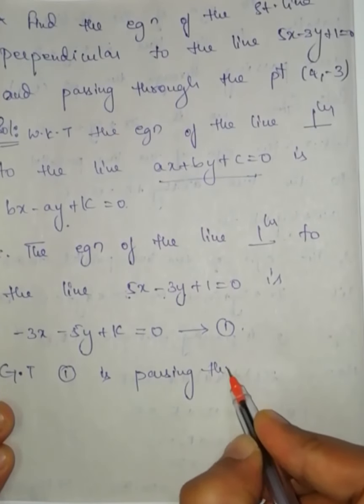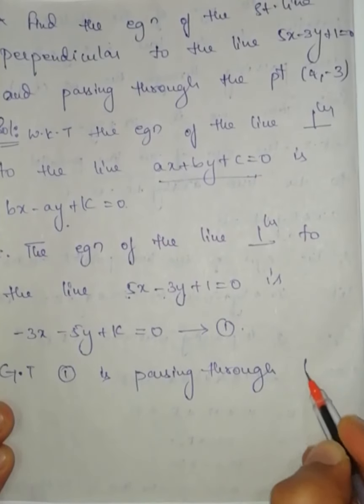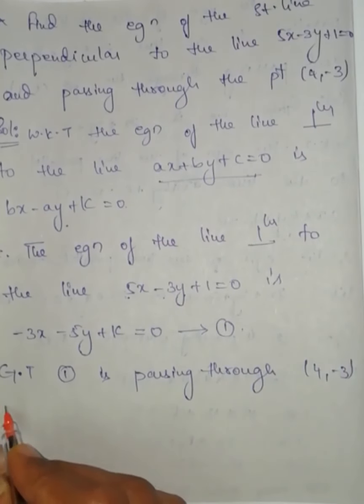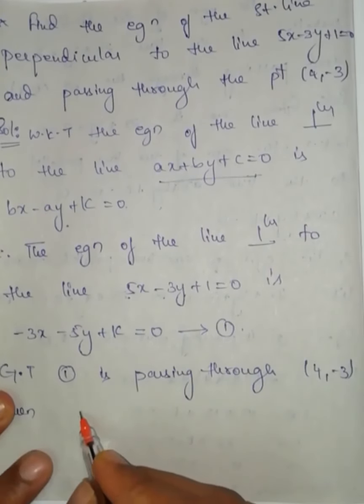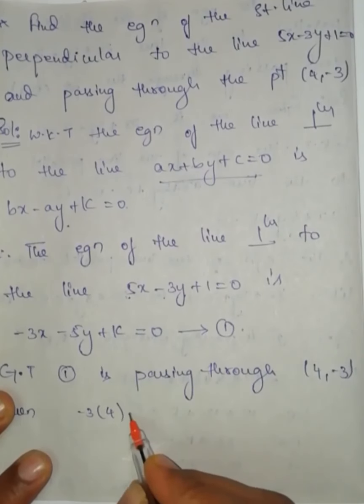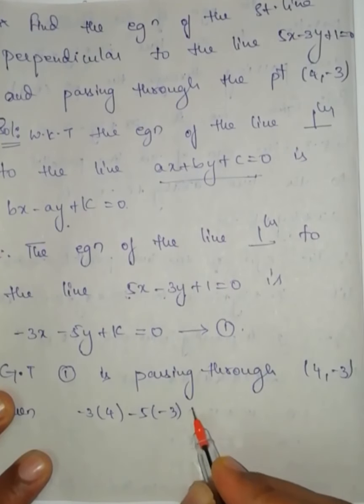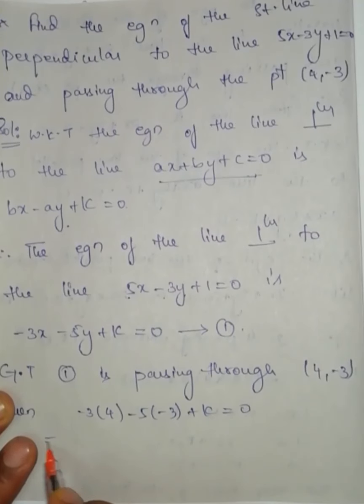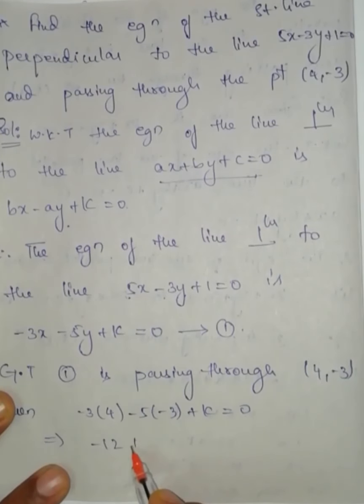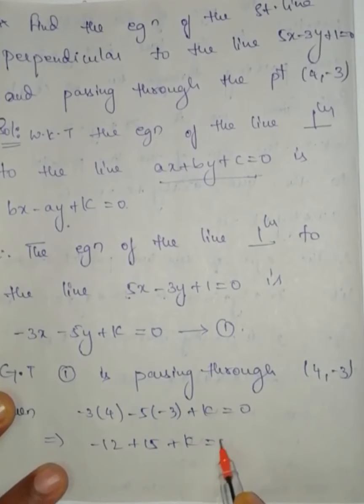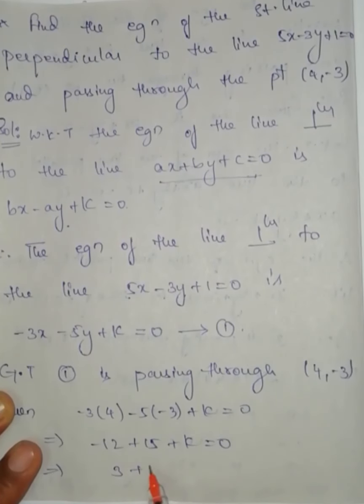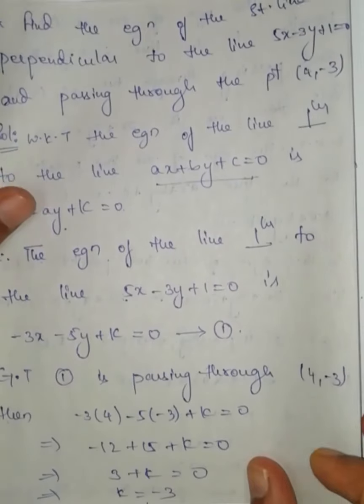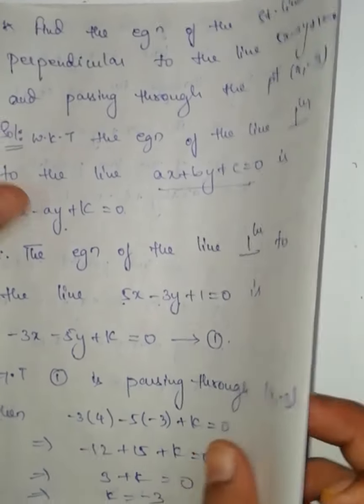(4, -3), then what will you get? -3 into 4 minus 5 into -3 plus k is equal to 0. This implies -12 + 15 + k = 0. This implies 3 + k = 0. This implies k = -3. Now substitute this k = -3 here. Therefore, what will you get?